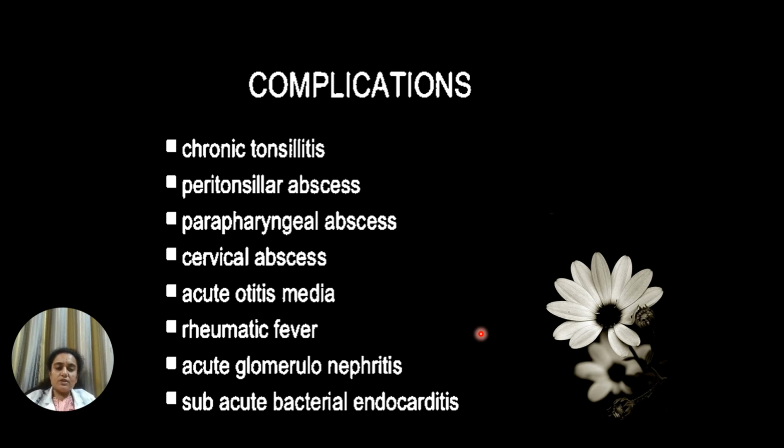Then, because of this, M cells, as I already mentioned about the immunity, have some cross antigens present in the renal as well as the heart. So, because of this, there is every possibility of rheumatic fever and also acute glomerulonephritis and subacute bacterial endocarditis.